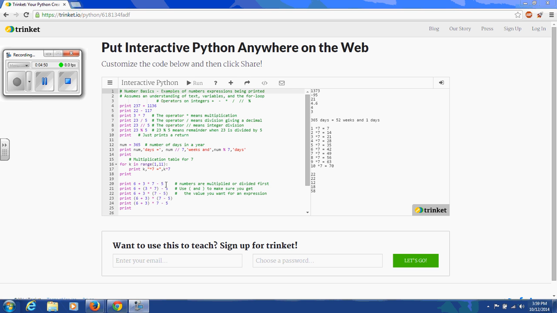It's 21. So then after multiplication would be division. There's no division, so we move on to addition. So that would be the 6 plus whatever 3 times 7 was, which is 21. So 6 plus 21 is 27. And then now you can do subtraction. So 27 minus 5 is 22. And that's what they have as their output here. Okay. So then they move on to this line.